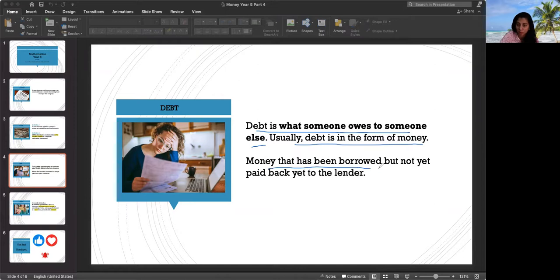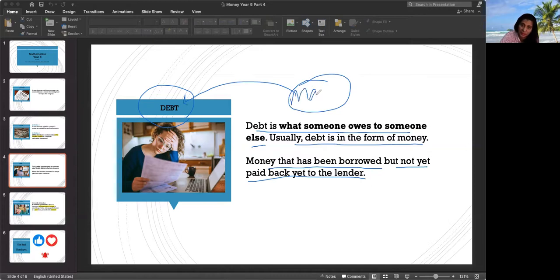Money that has been borrowed but not yet paid back to the lender. So this is, I wouldn't say it's a bad thing, but it can put you in a lot of trouble if you do not know how to manage it well. Okay, debt is all about management.